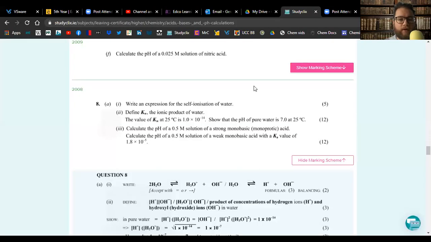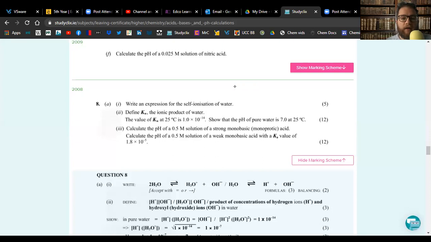So just to have a look at a couple of exam paper questions, you can see here in 2008 it came up: write an expression for the self-ionization of water, for 5 marks. That was just writing out the equation, H2O, the reversible reaction symbol, H plus and OH minus. 3 marks for writing out the formula, 2 marks for balancing it. That got you 5 marks in 2008.